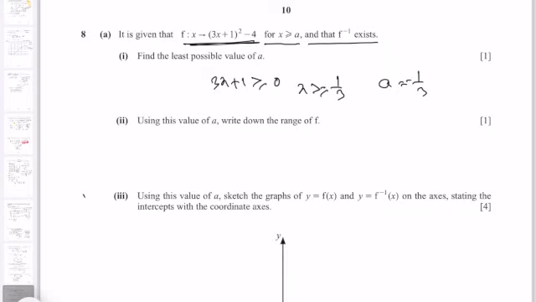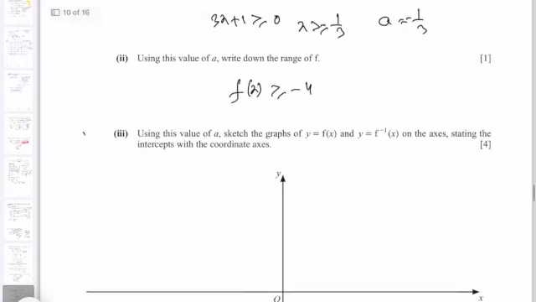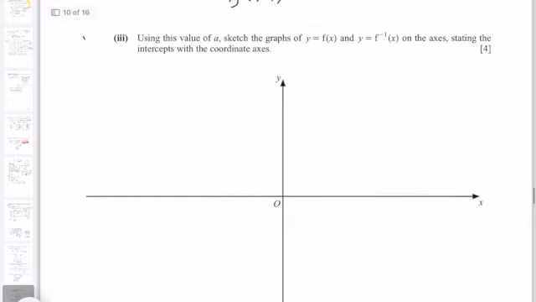And using the value of a, write down the range of f. So it's a bit of completing the square, this 4 minus 4, so f(x) greater than or equal to -4. Now we need to sketch the inverse function and the function, both the things together. You know, the function and inverse function are reflections in y equals to x.